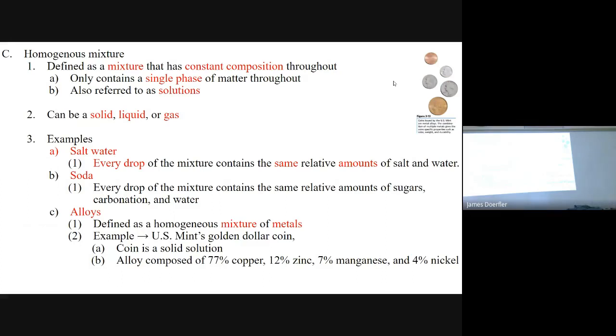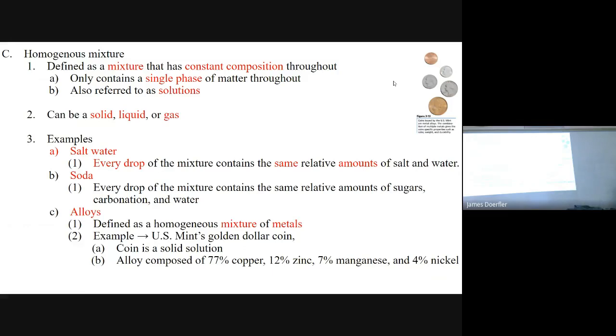These are mixtures that have constant composition throughout and that will only contain a single phase of matter throughout. So whereas we saw in the heterogeneous mixtures with the sandy water, sand was solid, the water was liquid. In homogeneous mixtures, oftentimes you're going to have two liquids coming together to form a liquid. You can have solids, you can have gases as well. So all three states of matter could form homogeneous mixtures.